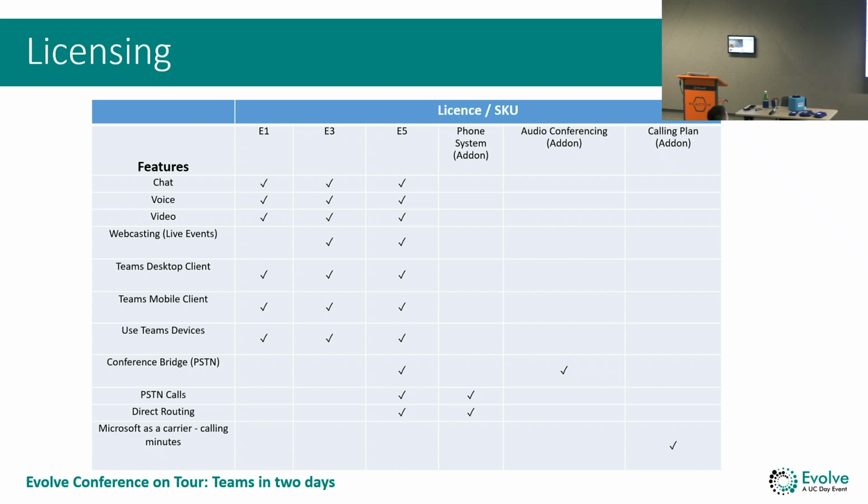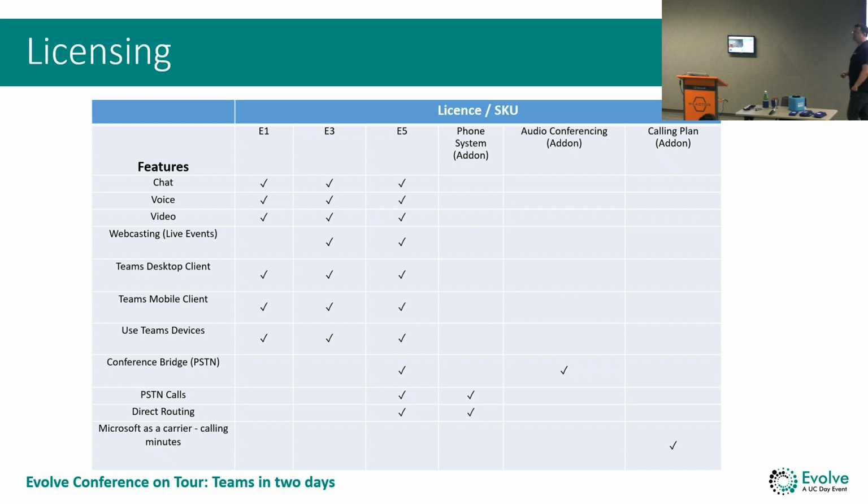Phone system is the license that lets you do anything related to telephony. So even if you're having Microsoft as your carrier, you're having direct routing for bringing telephony in, be that hosted or bring your own, you need to have a phone system license attributed to a user to take advantage of that. But this is where E5 includes that license for you. If you want to have audio conferencing, that on E1 or E3 is a separate add-on, and again, it's included in E5. And then the last one, the one that isn't included in E5, is a calling plan.